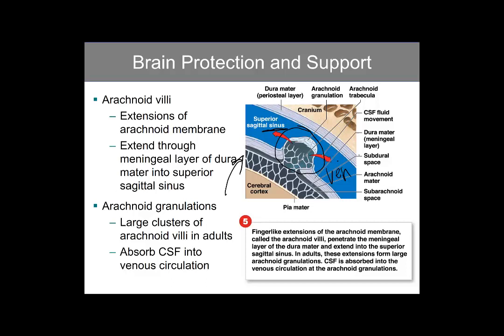Collections of the arachnoid villi form arachnoid granulations, and that's pretty much what we have here, these large regions where the cerebrospinal fluid is absorbed back into circulation.